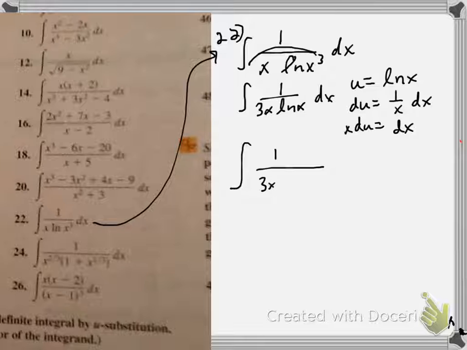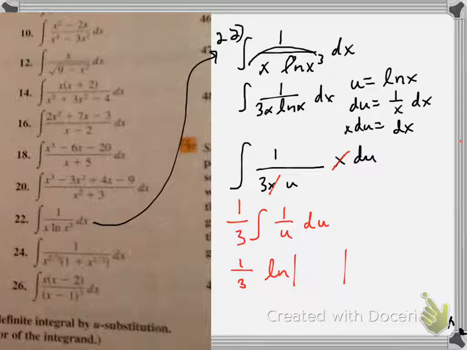We have 1 over 3x u, and dx is x du. So the x's cancel out, and you have 1/3 integral of 1 over u du, which is what we're looking for. The integral of 1 over u du is a natural log, and your u just happens to be ln x. So we have ln x. This is one of those where you took the derivative and got kind of a funny answer.